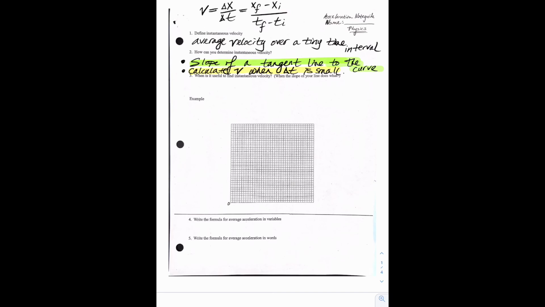When is it useful to find instantaneous velocity? So when I was talking about the slope of a tangent line to the curve, I meant when the line is curved. So instantaneous velocity can be useful if the line is doing a lot of different things at different times. So I'm just going to write when the line is curved. Using bullets, so change it to a bullet point. All right, so when the line is curved.